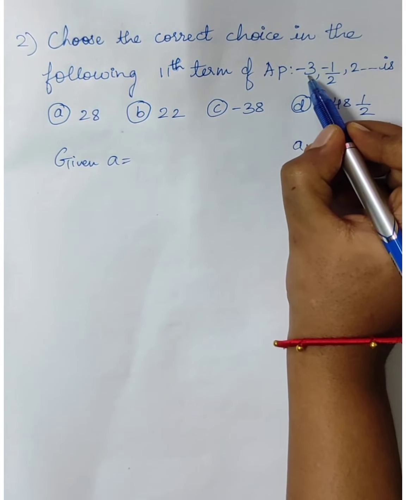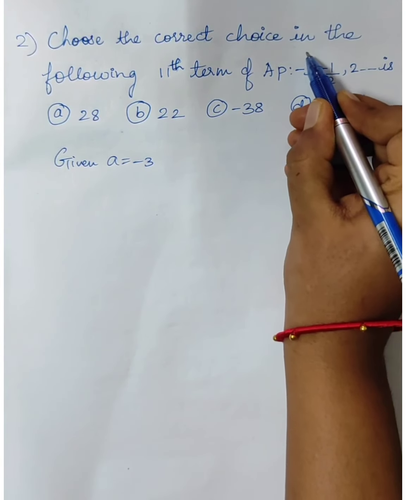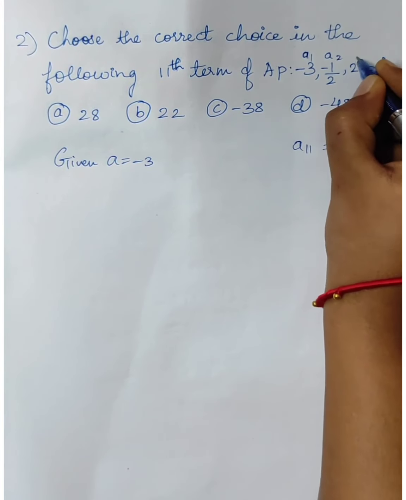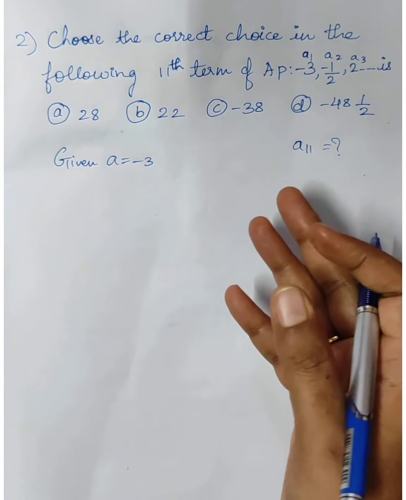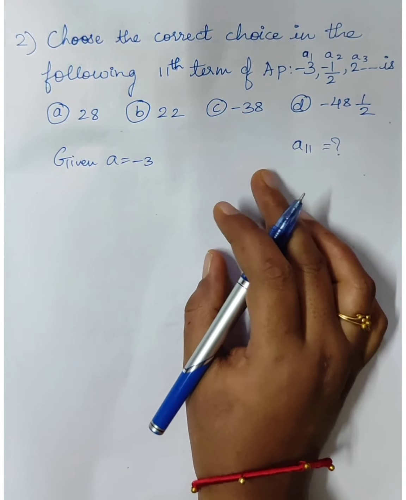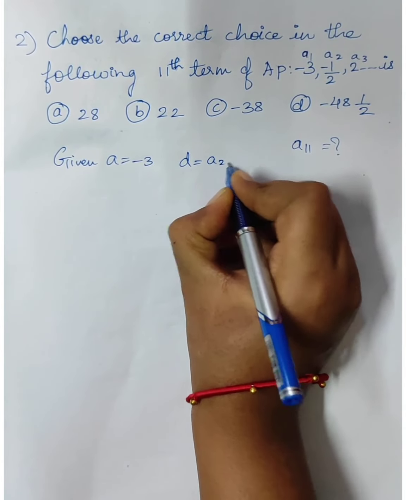See, A is the first term, here it is minus 3. I am going to denote this as A1. Why? Because I am going to find the common difference, since the common difference is not given. I have already told you the method to find it: D is equal to A2 minus A1.